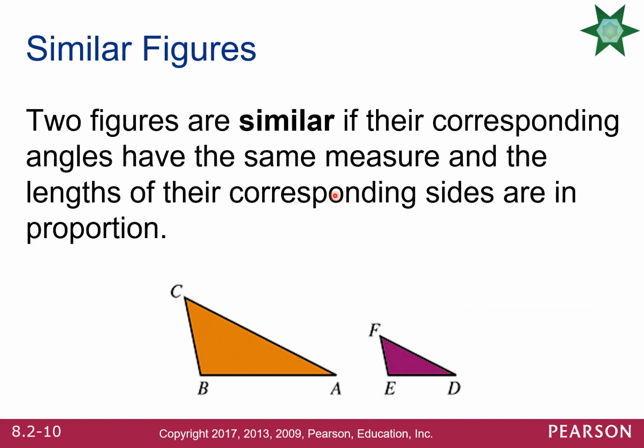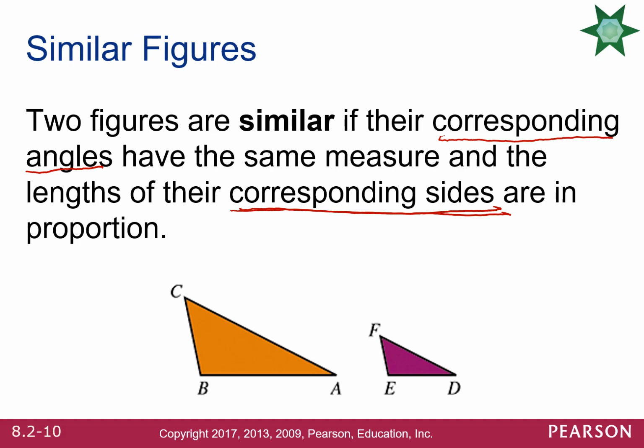Now let's explore the idea of similar figures. So two figures are similar if their corresponding angles have the same measure and the lengths of their corresponding sides are in proportion. So the keywords here are corresponding angles and corresponding sides, and I'm going to explain what corresponding angles and corresponding sides are.